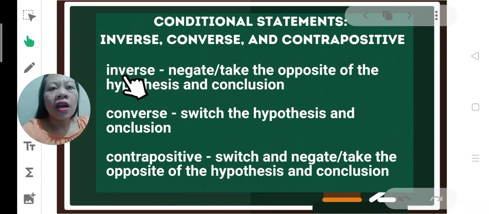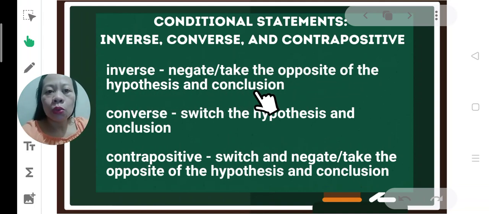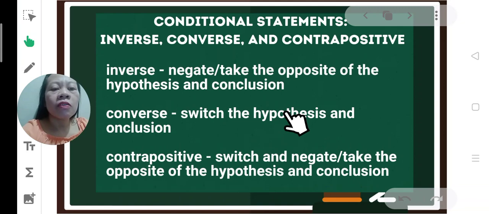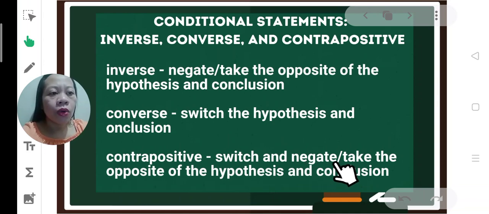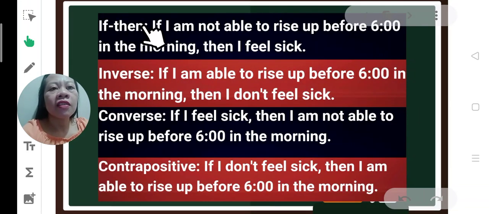So to take the inverse, converse, and contrapositive of the conditional statements, let us remember these concepts. To have the inverse form, we need to negate or take the opposite of the hypothesis and conclusion. And to have the converse form, we are going to switch the hypothesis and conclusion. Meaning, the hypothesis becomes the conclusion and the conclusion becomes the hypothesis. And then, to have the contrapositive form, we are going to switch and negate or take the opposite of the hypothesis and conclusion.